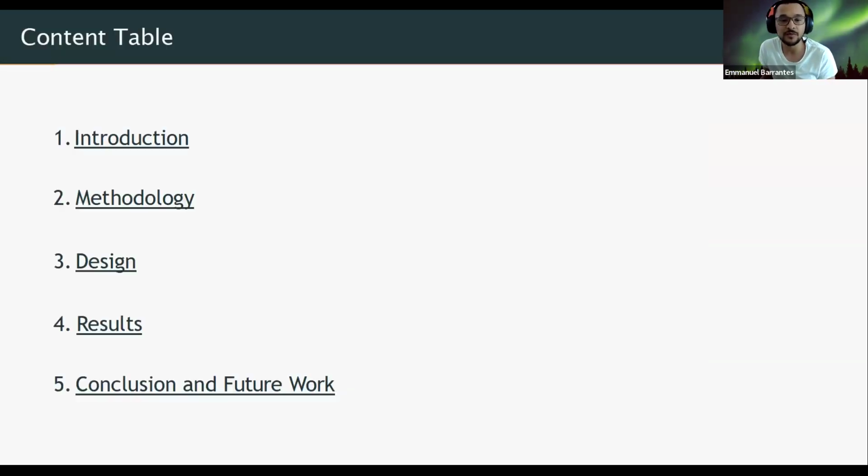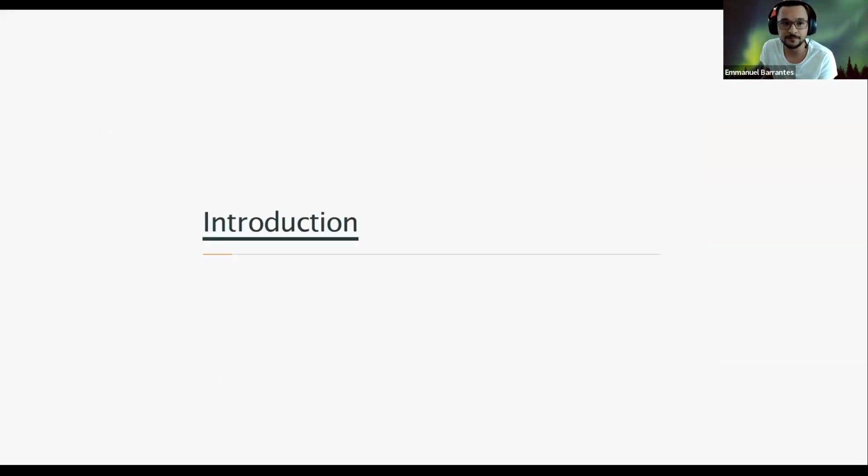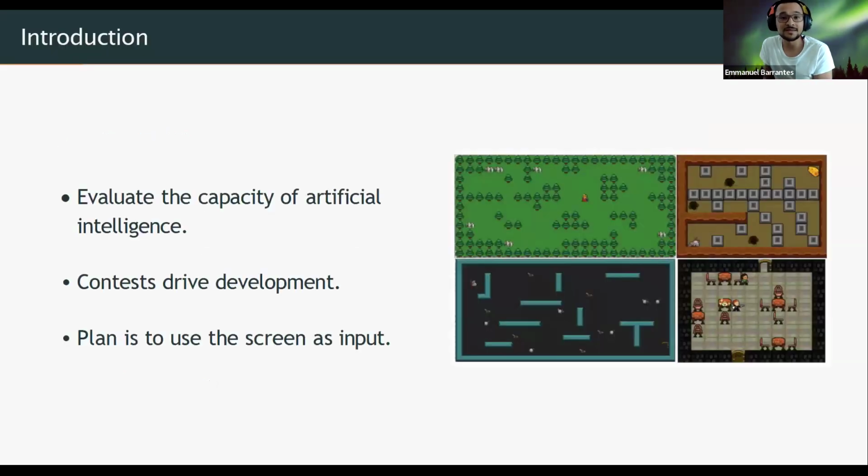This is the agenda for today. I'll give a short introduction and some examples of the related work, then the approach of the experiment, then the design of that experiment. I will explain the results, and finally the conclusions and future work. Since its beginning, video games have been a means to assess the capabilities of artificial intelligence, leading to significant advancements such as specific algorithms for Go and chess. Competitions in artificial intelligence drive the development and application of new algorithms.